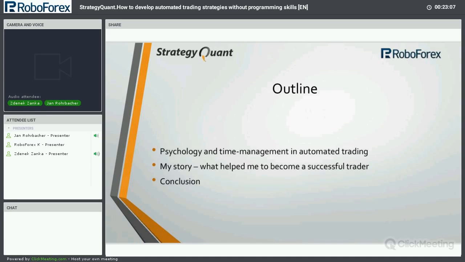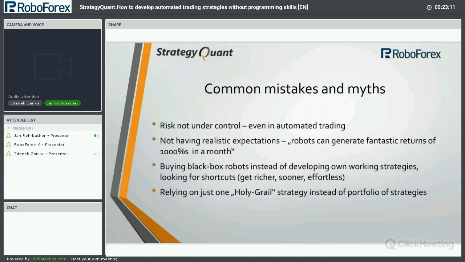All right. So please let me now show you what are, at least in my opinion, the most common mistakes and myths associated with automated trading. The first one is linked to risk. Basically, not having risk under control, even in automated trading. I can understand that many people can get an impression that once the strategy is automated, then risk is also under control, and they should not take care of any risk setup and so on. This is truly a very big mistake. So not having risk under control.